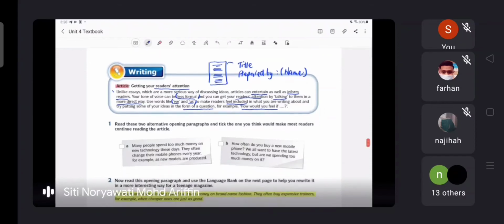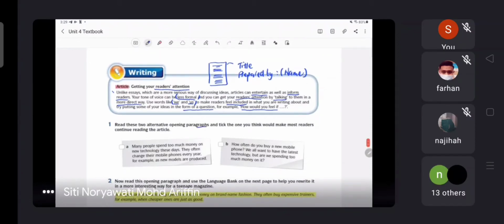Okay, so now let's look at the opening paragraphs. Okay, so this is the introduction paragraph. The introduction. Okay, between these two, A and B, which one do you think would make most readers continue reading the article? Okay, jadi kita tengok A. Many people spend too much money on new technology these days. They often change their mobile phones every year. For example, as new models are produced. Ini contoh A, cara introduction A.